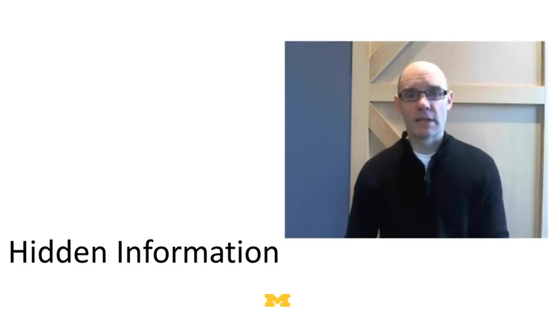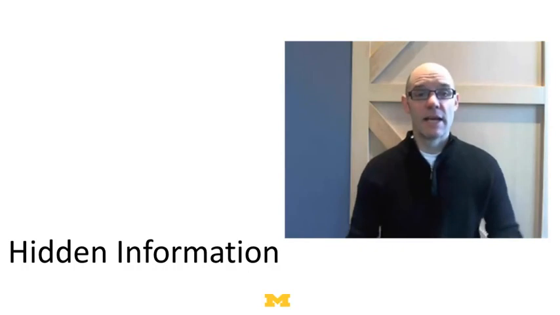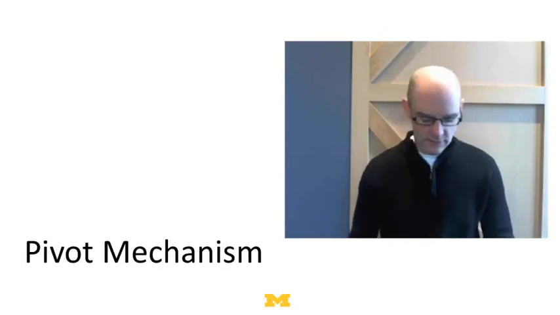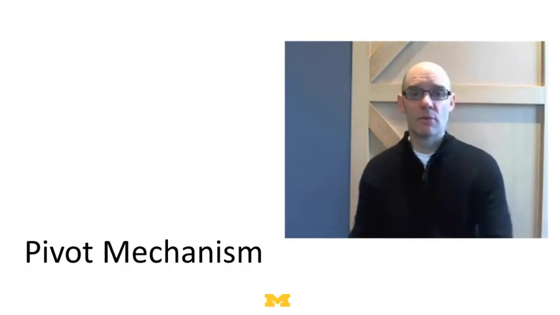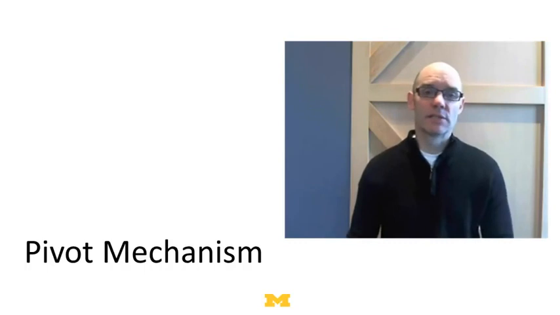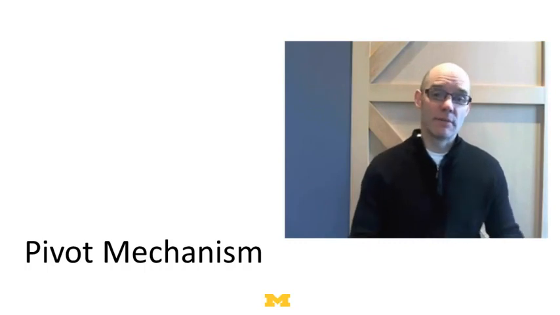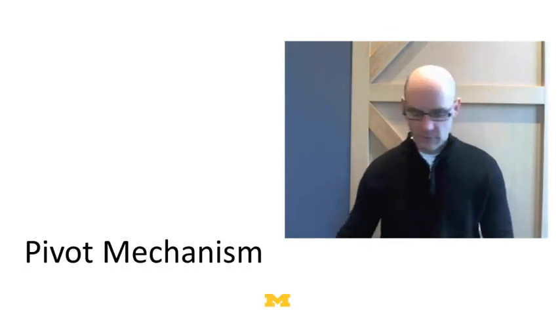So the challenge from a mechanism design standpoint is to figure out how we get people to reveal their hidden information. And so again, it comes down to the question of incentive compatibility. What we're going to talk about here is a mechanism called a pivot mechanism, and this was designed really by 3 people, Clark, Groves, and Vickrey. So this is sometimes called the Clark-Groves-Vickrey pivot mechanism. We'll just call it the pivot mechanism.